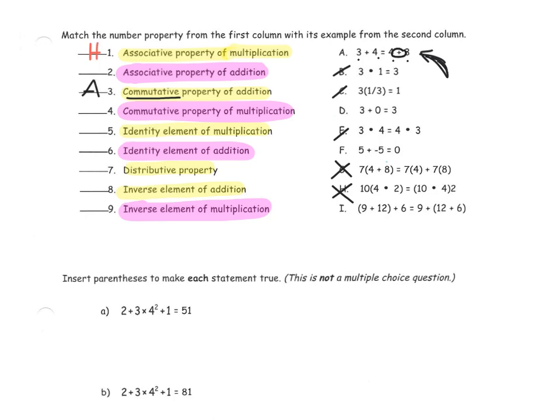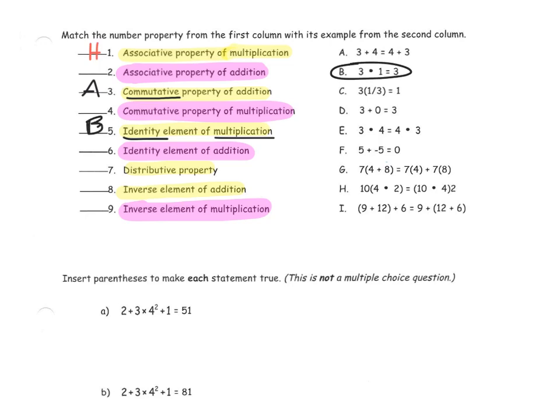For number 5, we want the identity element of multiplication. Well, you have to remember the identity element of multiplication says if I multiply any number by 1, I'm going to get the same number. So we have to look at our answer choices and see which number is getting multiplied by 1 to return back to the same number. And as I look through my answer choices, the only one that I can see is B. 3 times 1 is 3. So there we go, B.